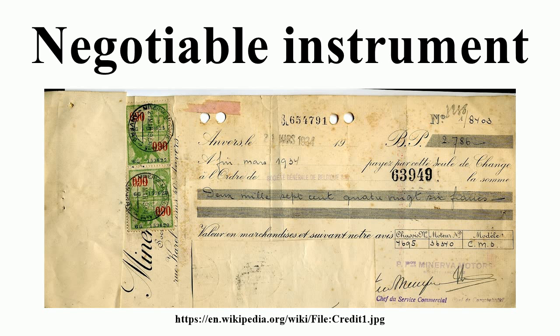Negotiation and endorsement. Persons other than the original obligor and obligee can become parties to a negotiable instrument. The most common manner in which this is done is by placing one's signature on the instrument.